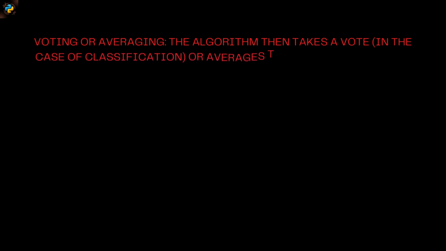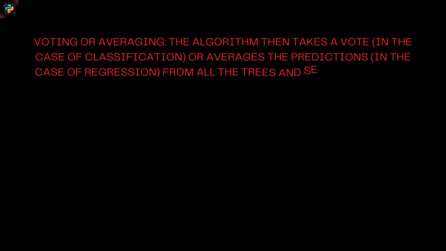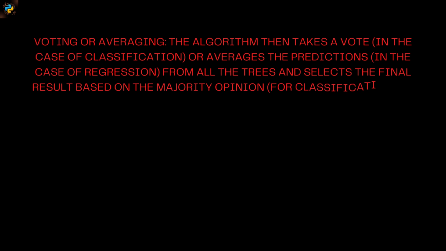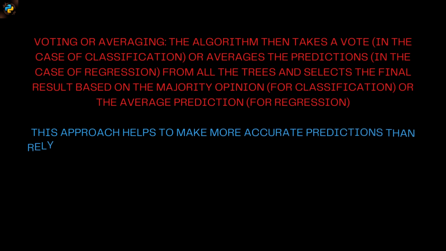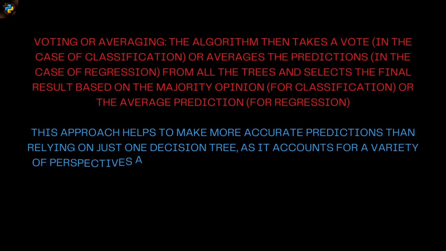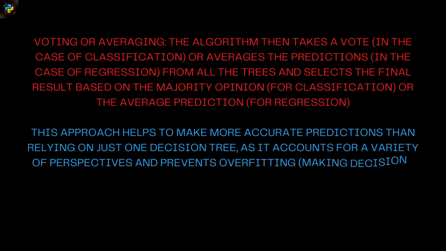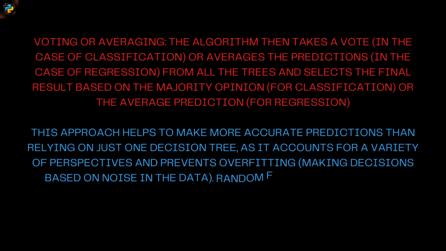Voting or averaging. The algorithm then takes a vote, in the case of classification, or averages the predictions in the case of regression, from all the trees and selects the final result based on the majority opinion for classification or the average prediction for regression. This approach helps to make more accurate predictions than relying on just one decision tree, as it accounts for a variety of perspectives and prevents overfitting, making decisions based on noise in the data.